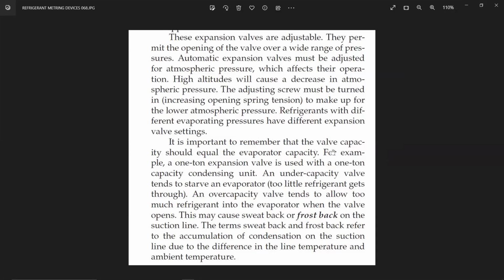It's important to remember that the valve capacity should be equal to the evaporator capacity. For example, a 1-ton expansion valve is used with a 1-ton capacity condensing unit. So they should match.